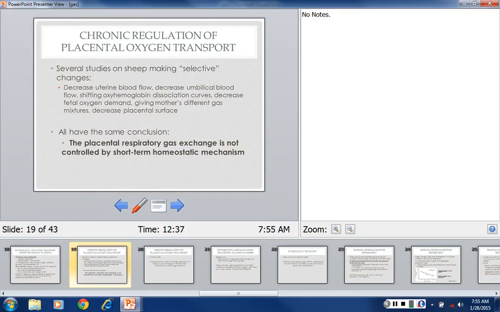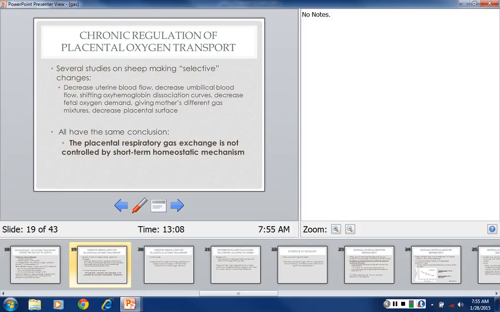Then, what about the regulation of the placental oxygen transport? They've done several studies in sheep making selective changes. They've decreased uterine blood flow. They've decreased umbilical blood flow. They shifted the oxygen dissociation curve, and yes, we are going to go over that. They've decreased fetal oxygen demand. They've given the mother different gas volumes, the different sheep mothers. They've decreased the placental surfaces by making changes.